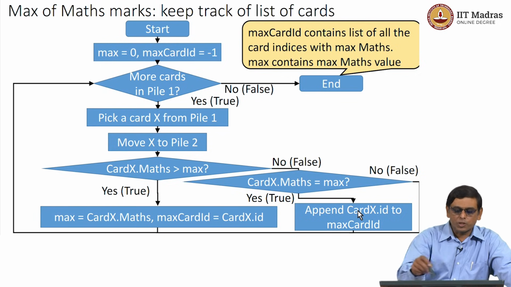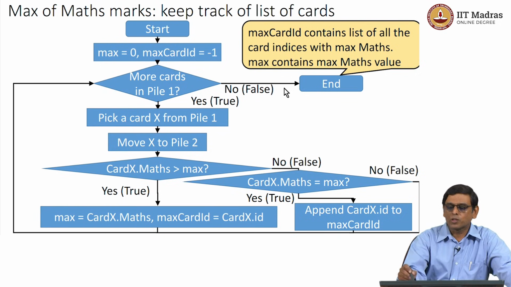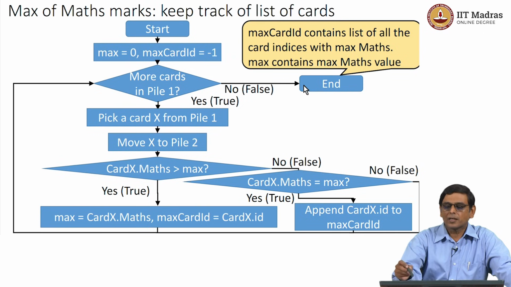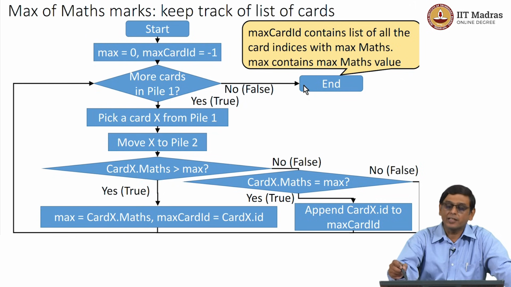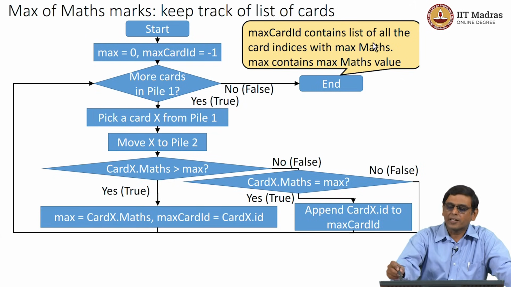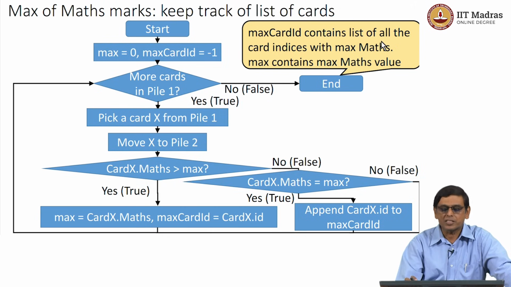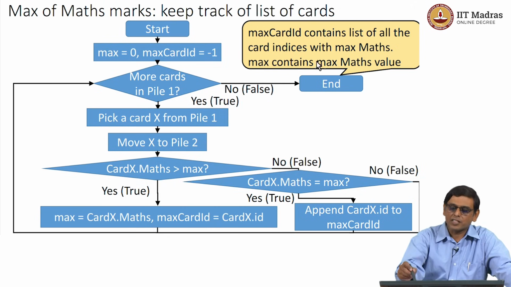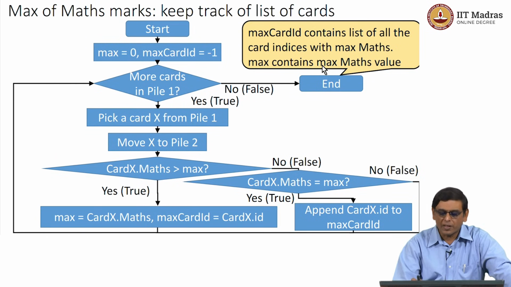When you finish the procedure, which happens when you come to this end terminal, at this time the max variable will contain the maximum value of max that you have seen, and max card ID will contain the list of all the card indices which you have seen which have this max marks. Which is what we need.